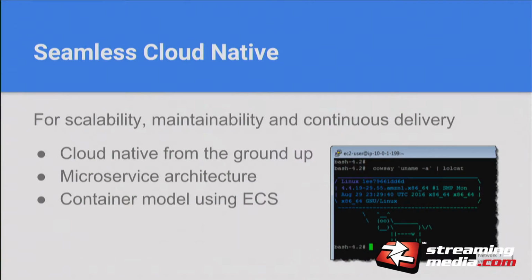So Seamless is cloud native. For scalability, maintainability, and continuous delivery, that's really the only way we could do this. Seamless was written cloud native from the ground up. It has a microservice architecture, and we're currently using a container model via Amazon ECS.